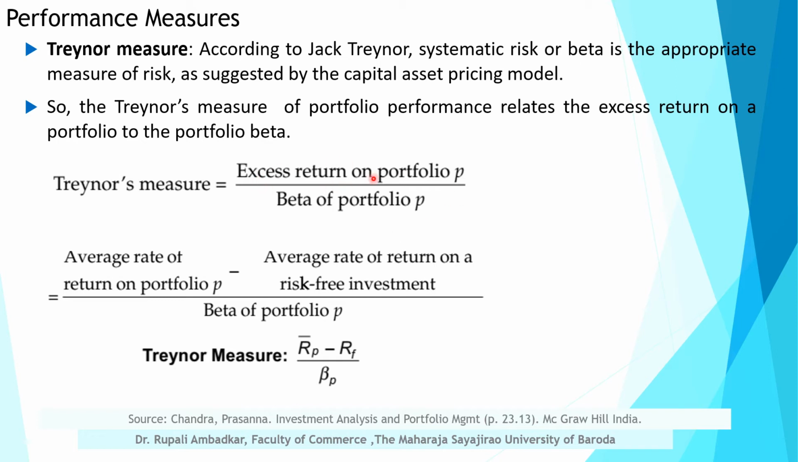How is this excess return on portfolio found out? The excess return on portfolio is the difference between the average rate of return on the portfolio and the average rate of return on a risk-free investment. So we need to calculate the average rate of return on a portfolio as well as the average rate of return on a risk-free investment, and the difference between the two will give you the excess return on portfolio P. This excess return is then divided by the beta of that portfolio to find the Treynor's measure.